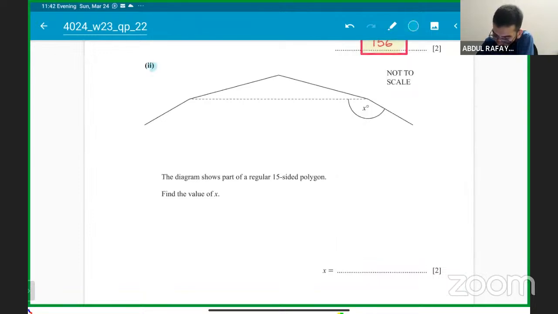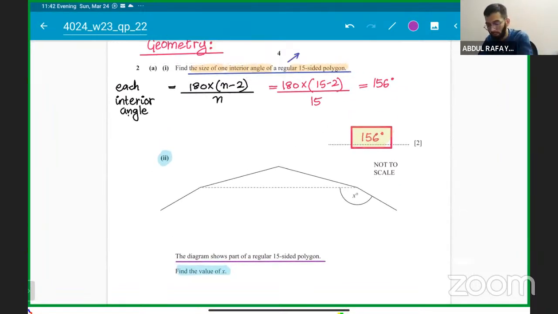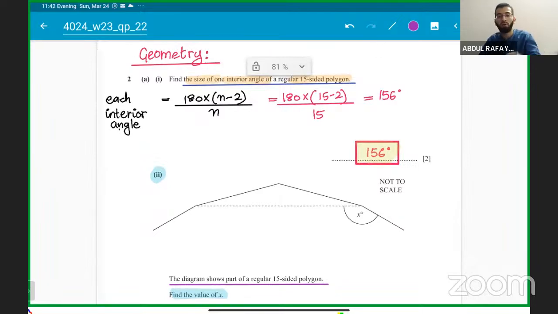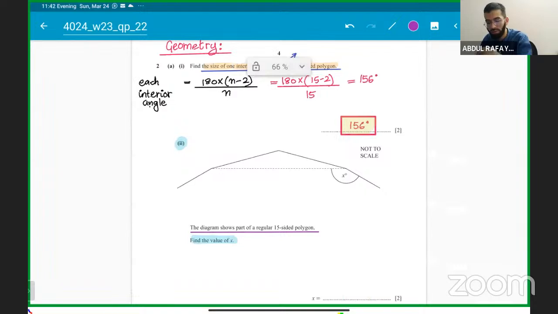Next is basically part 2. Very important. We have to find the value of x. Follow very carefully. Find the value of x. The diagram shows the part of a regular 15-sided polygon. What we need to clarify here, students, is that the question is still connected from the previous part. That is what is important in these types of papers, A-level past papers. A lot of students will only focus on this part, but you need to understand the question is linked from the previous part because it's the same part, okay? A part 1 and A part 2.